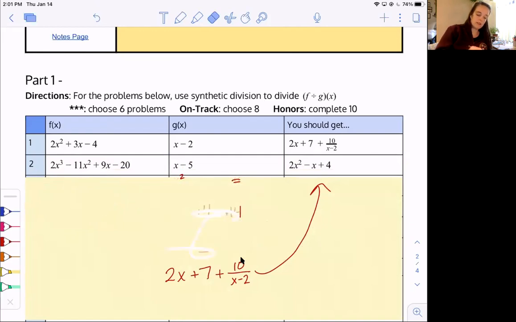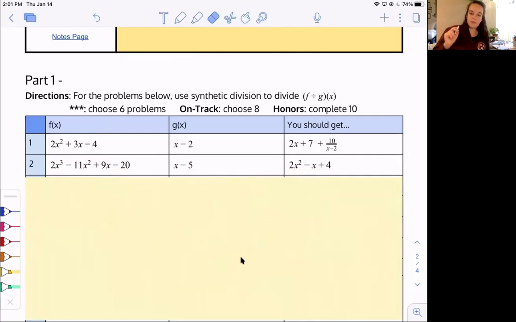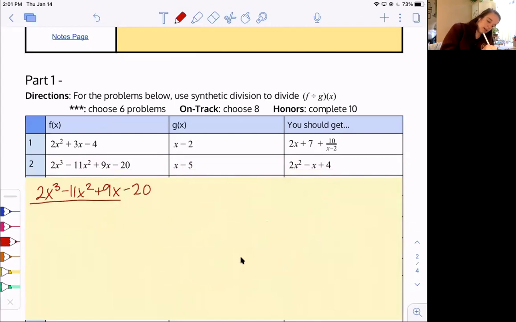Hopefully you got that answer. Cool. All right. So for my number 2, I've got 2x to the third minus 11x squared plus 9x minus 20 over x minus 5. Does anyone want to try to walk us through this one? Like, anybody want to talk us through it?